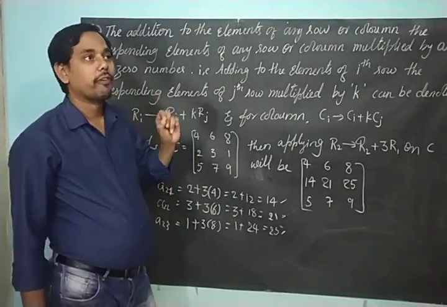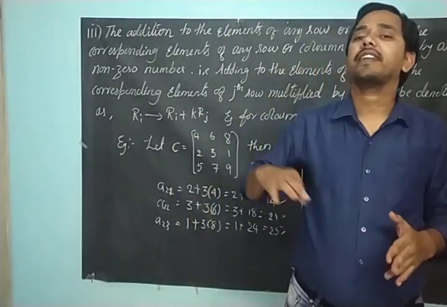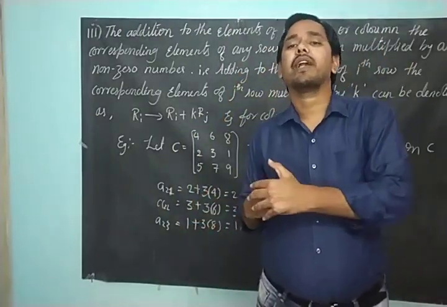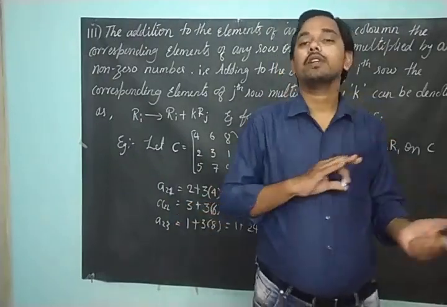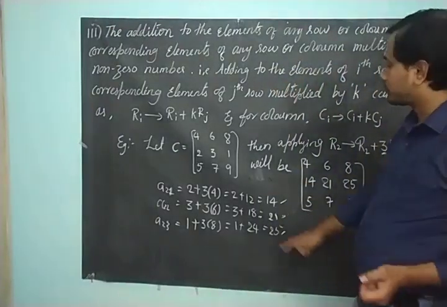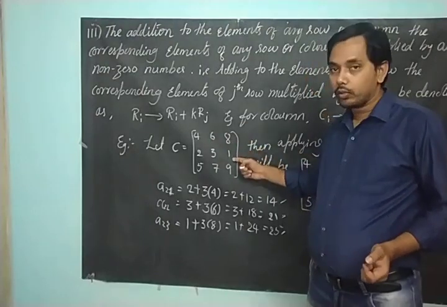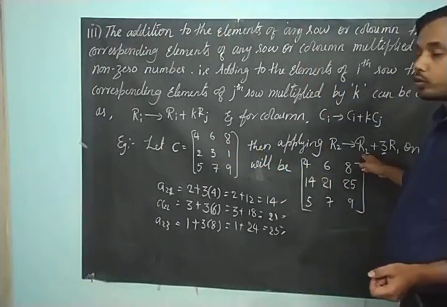So here what we are doing is, for any row or any column, we are adding the elements of some other row, and that other row is multiplied by some constant. After multiplying by that constant, we add it to our required row. Here what is the constant? 3 is our constant. So 3 is multiplied to row 1 and then it is added to row 2.